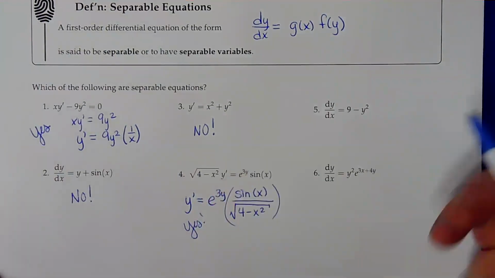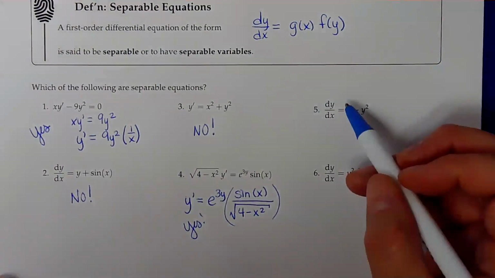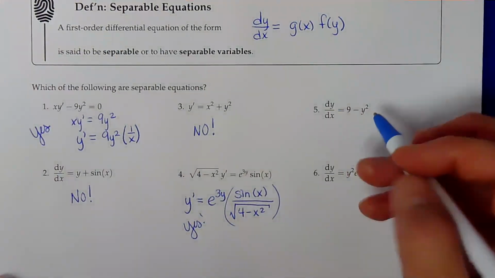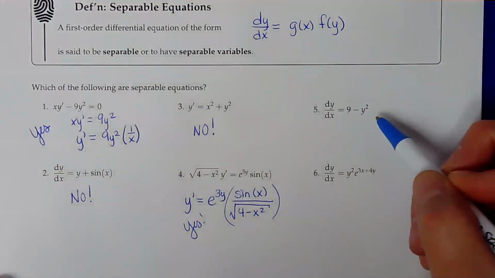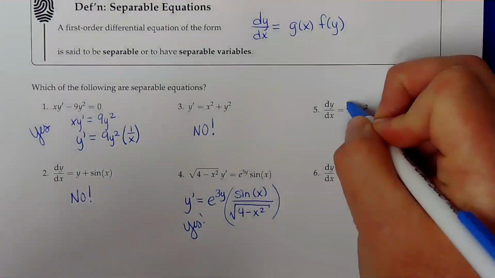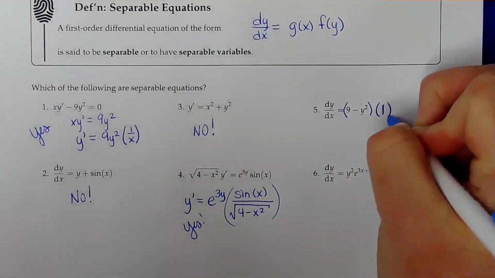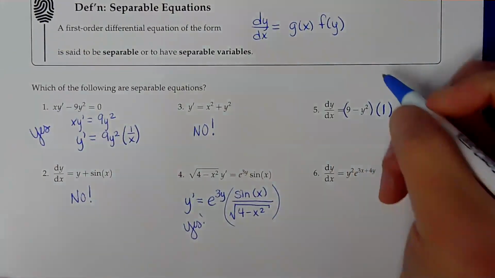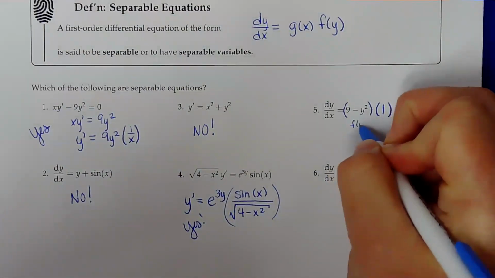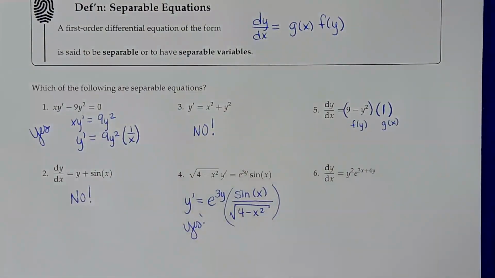Okay, number 5. This one's a little tricky. So I have dy/dx is equal to 9 minus y squared. I don't have a function of x here, and so this is what makes this one a little bit interesting. I can definitely put parentheses around here, and then I can multiply it by 1. So here I have a function in y, and here I can claim that that's a function in x. So this is actually separable. It's just kind of flying under the radar in disguise.